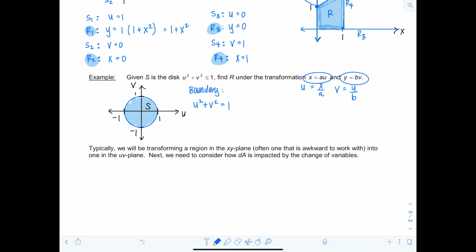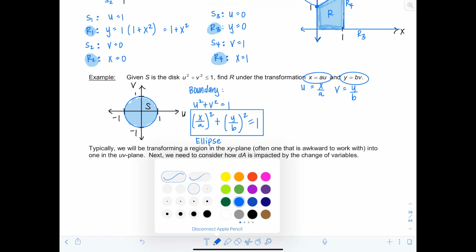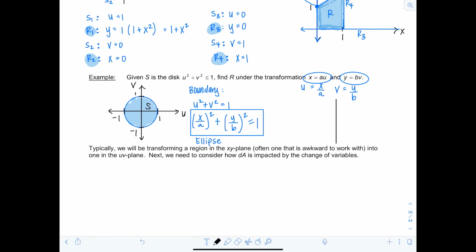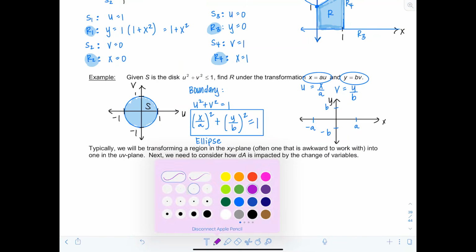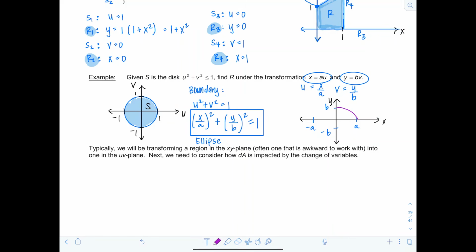All right, so now I have (x over a) squared plus (y over b) squared is equal to 1 if I apply the transformation to the boundary. And what does that give us? Well, now we have an ellipse in the xy plane. So let's go ahead and plot that. It's centered at the origin, but instead of a nice relaxing circle, we've got this ellipse. So in the x direction, a, negative a is the distance, y direction, b, negative b. And here's my ellipse. And this is the region R.